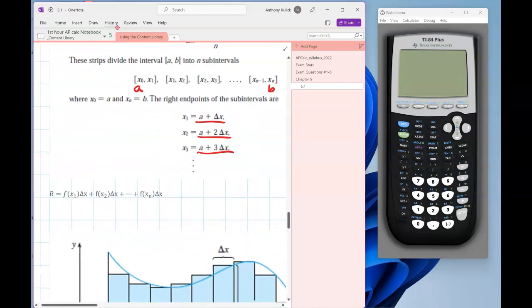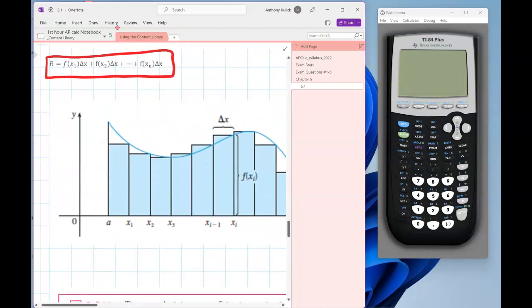Okay. So our formula then for the sum of our rectangles is going to be f of x1 times delta x plus f of x2 times delta x all the way out to f of xn times delta x. So that's our formula. Again, the heights of my rectangles are just my f of x's, and the bases are my delta x's.